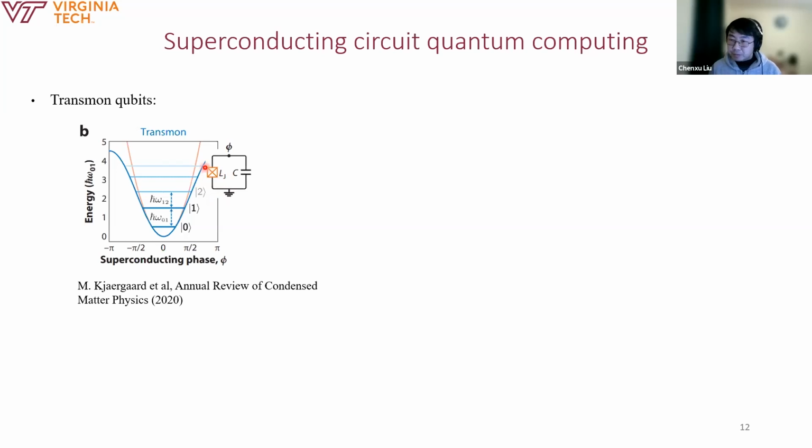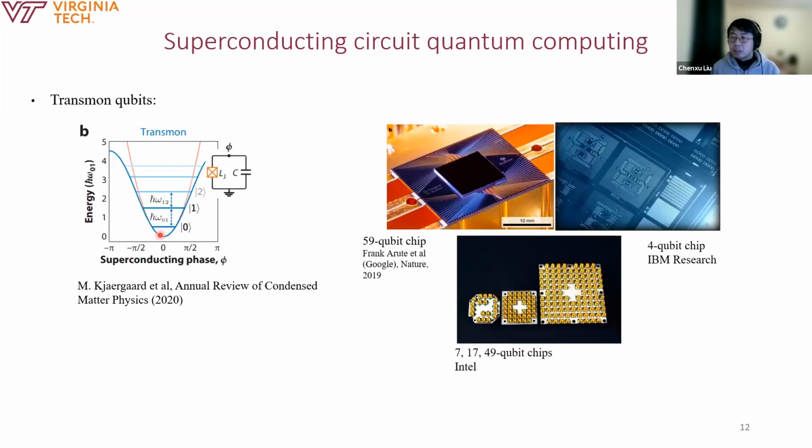So here I show a sketch of the circuit diagram of a transmon qubit. Inside this transmon qubit, the Josephson junction provides the essential nonlinearity, which makes it not an LC resonator, but an anharmonic LC resonator. Because of this anharmonicity, the transmon becomes a qubit, which means we can selectively drive the lower two levels. In recent years, more and more qubits are integrated together.